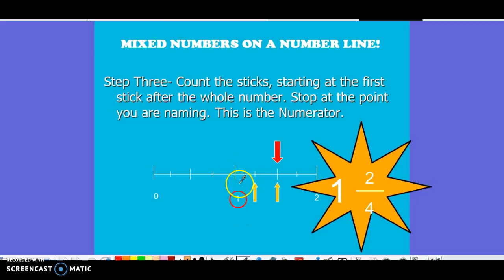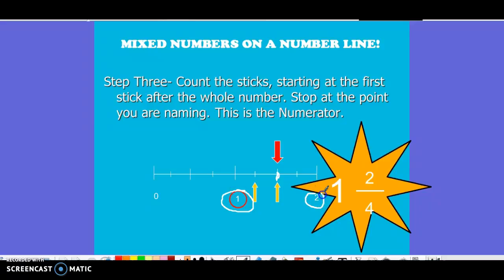Counting the sticks away from whole number 1 to the point that I'm at where this red arrow is, starting at the first stick after the whole number means that it's 1 and 1/4, 1 and 2/4. In other words, 1, 2 sticks. That number 2 becomes my numerator. So let's review. Step 1, look for the whole numbers.